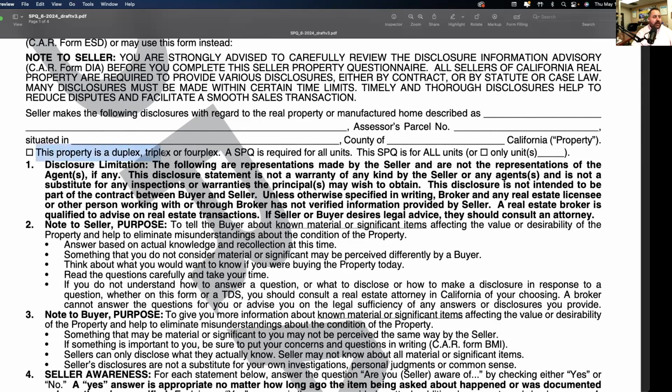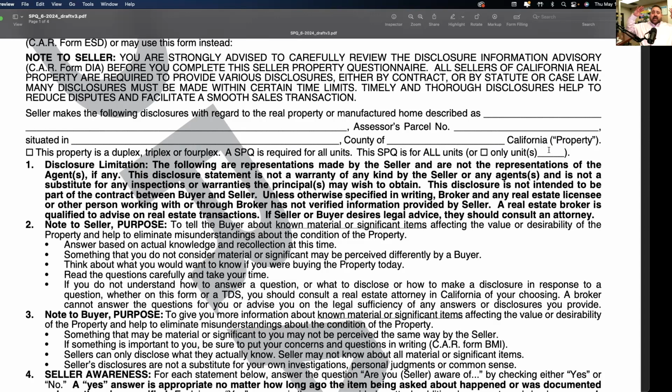If this property is a duplex, triplex, or fourplex, we have to check this box. An SPQ is required for all units. By default, it is saying this SPQ is for all units or it's only for this unit specified in that spot. So, for example, if let's say we have 4 units that we're selling, I have to do an SPQ. If there are 4 separate buildings on the property, then I would suggest that you have at least 4 SPQs because you're going to answer for each specific building.